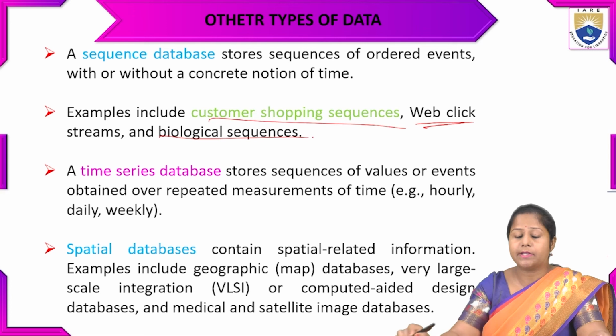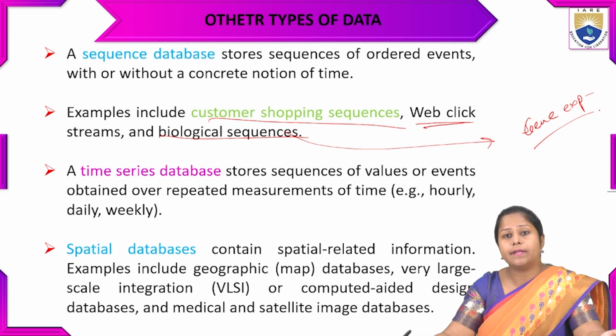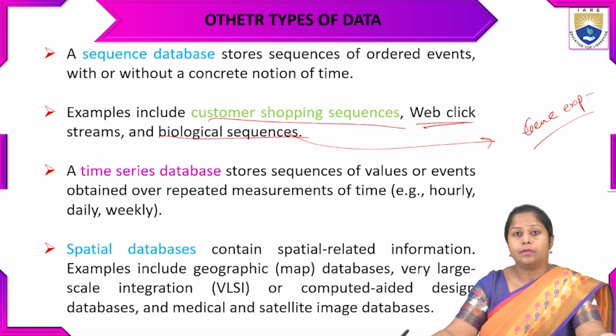What are biological sequences? Suppose there is a cancer patient: what is their gene expression, what is the formation of genes and sequences. That comes under biological gene sequences. This type of data comes under the sequence database.